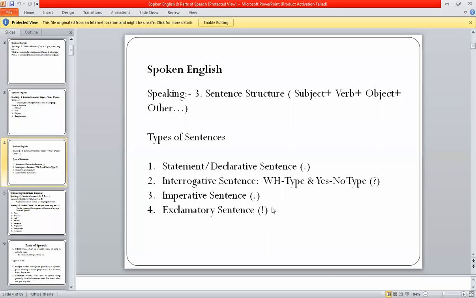And at the last there comes the exclamatory sentences, when we express surprise. For that we use an exclamation mark at the end of that sentence, like Hurray, what a big animal that is. So these are some of the exclamatory sentences.